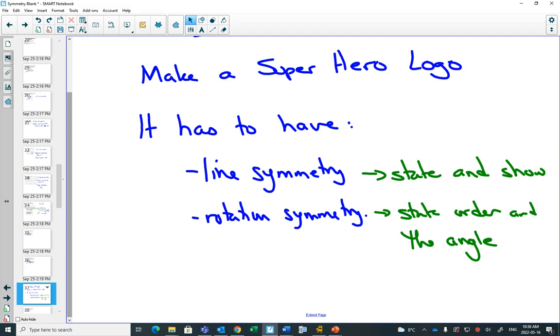You can either start with a circle or any kind of shape is nice. Like if you think about the Chrysler logo, it had 5 points. You can do it on graph paper or you can do it on white paper. I have white paper for you guys.